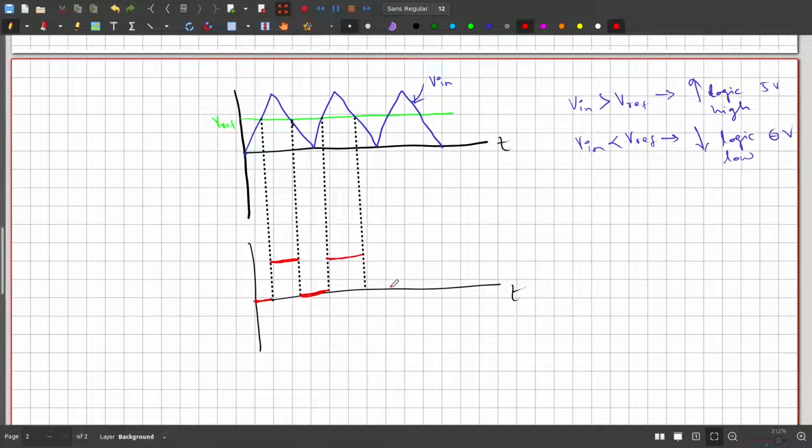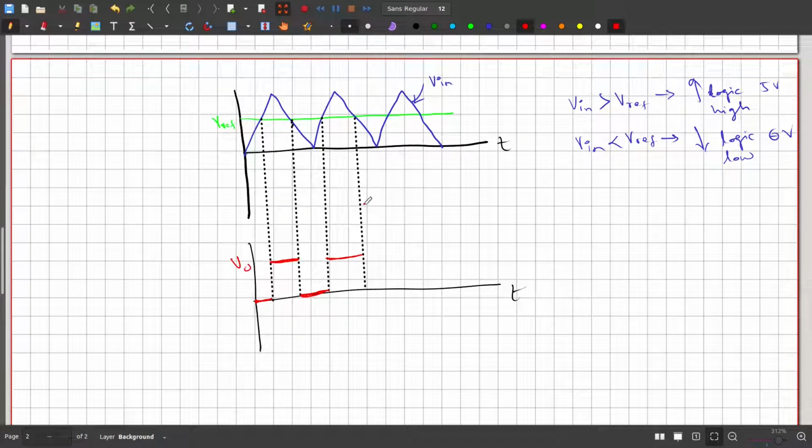So in this way we have changed our triangle wave into a square wave. This is also a kind of wave shaping circuit. Usually comparators are used to compare voltages, or they are also used as wave shaping circuits. So this is how the non-inverting comparator output looks. This is V out.